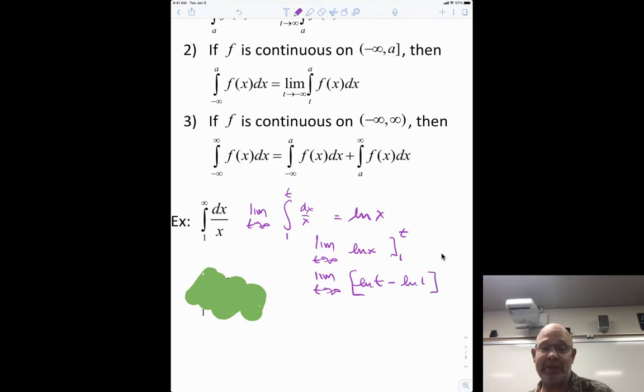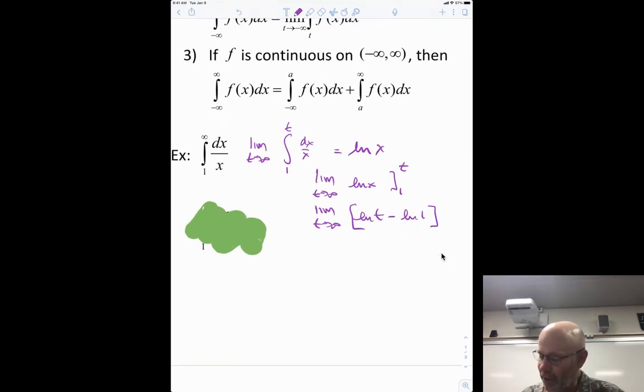Now it's just a limit problem. This is the reason we just did L'Hopital's and reviewed limits. So the natural log of infinity is infinity. The natural log of 1 is just 0. So in this case, it is an infinite amount of area. Sometimes it will be, sometimes it won't be.